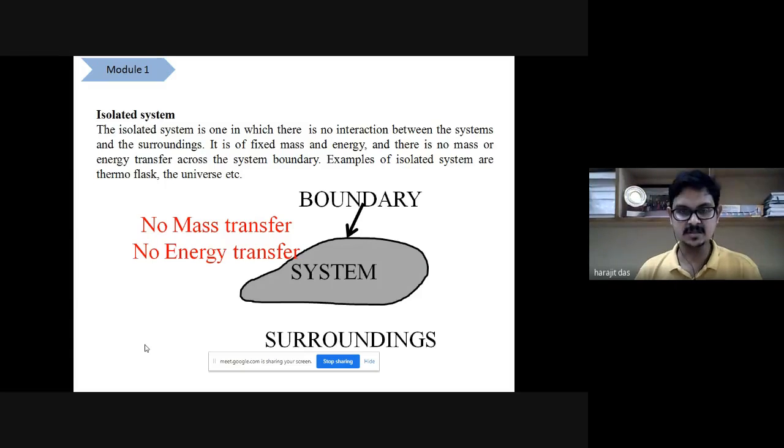Then thermoflask, I have told you about this example. There is an insulation on the outer cover of the flask, so no energy can interact from the surrounding to the system or from the system to the surrounding, and no mass can come in or go out. So this is one example of an isolated system.